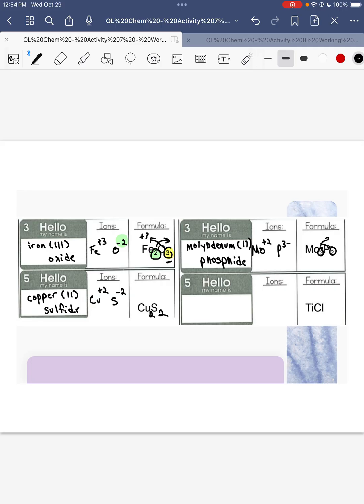Lastly, we have TiCl, where chlorine has a -1 charge. Therefore, titanium must have a +1 charge. So this is titanium 1 chloride.